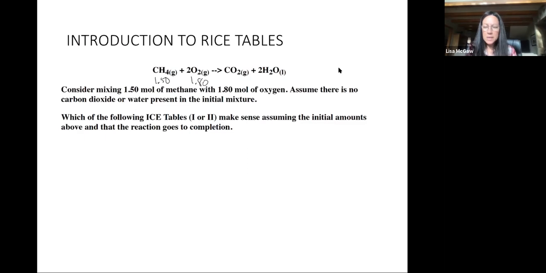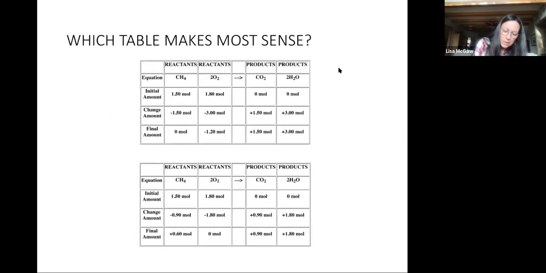So what I have for you is two tables already set up, and I'm going to label these tables A and B, and Lou's going to put up a poll, and I want you to tell me which table makes more sense, table A or table B. It's a lot of numbers to look at.